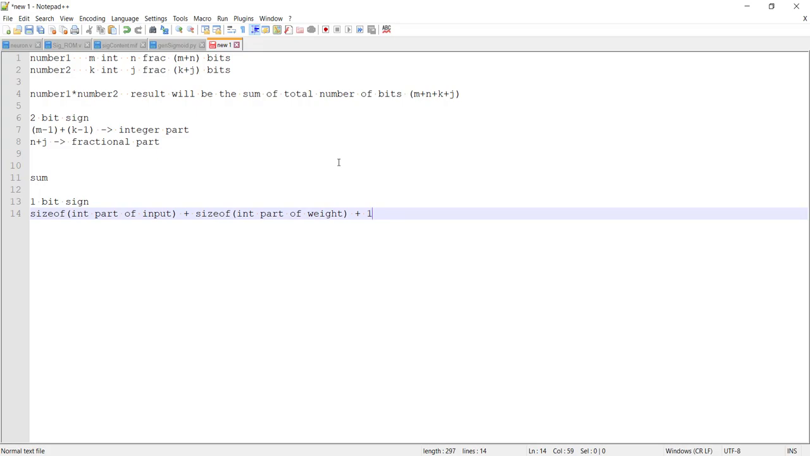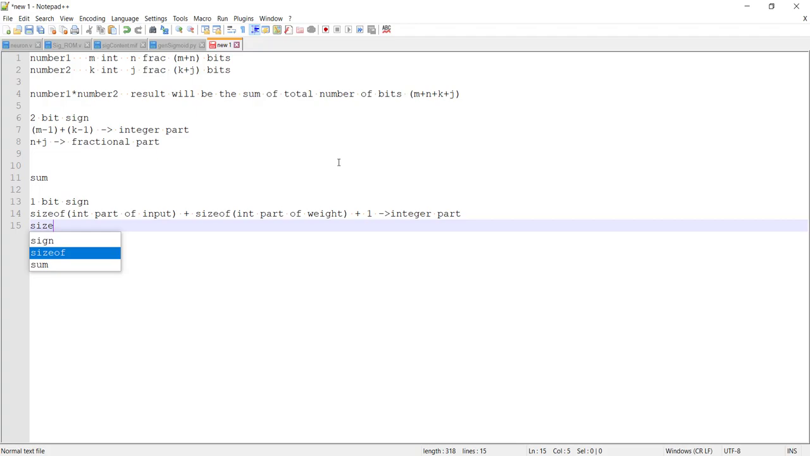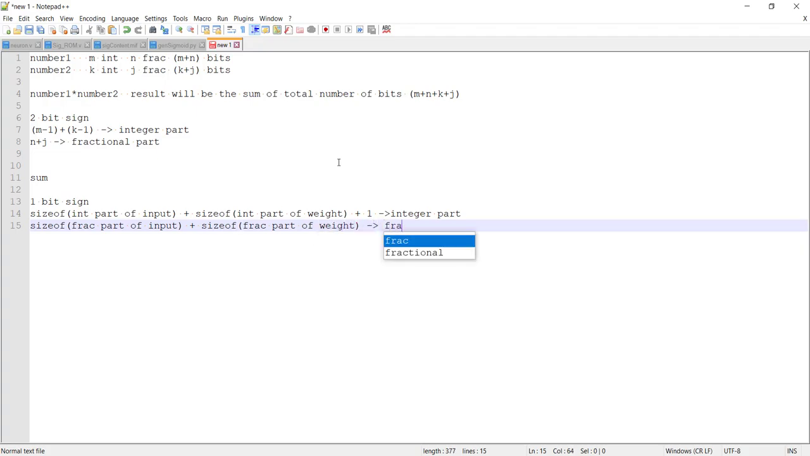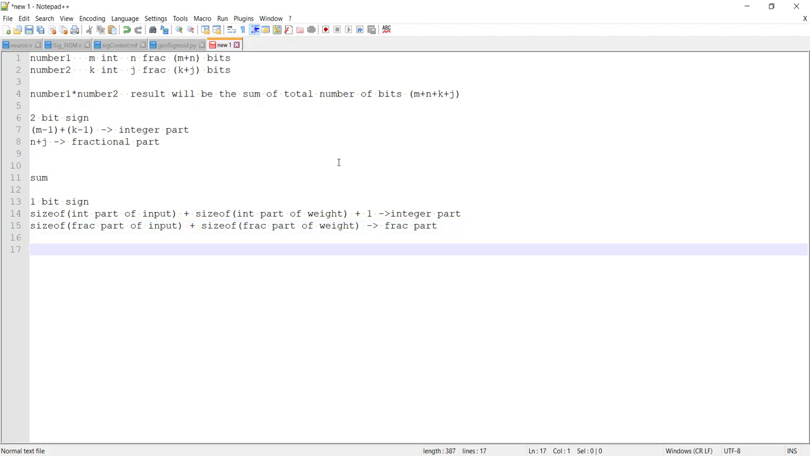Because of this addition, this additional 1 bit will be there in that integer part. So these many integer part bits, then size of fractional part of input plus size of fractional part of weight, so these many fractional part bits will be there. So overall, the size of this sum will be 2 times data width minus 1. And this is how it is coming.